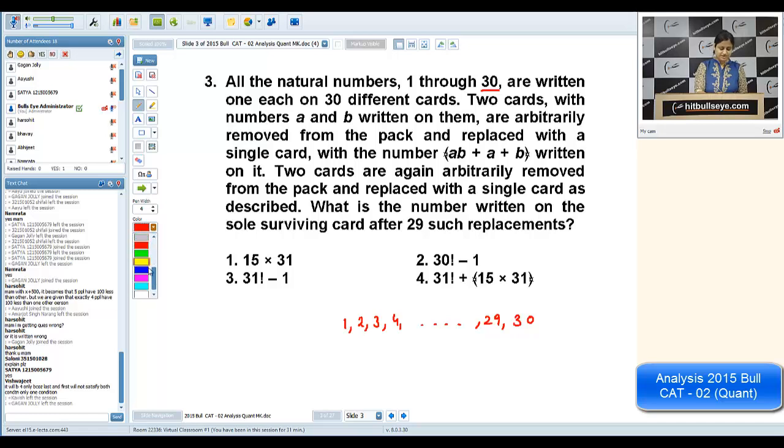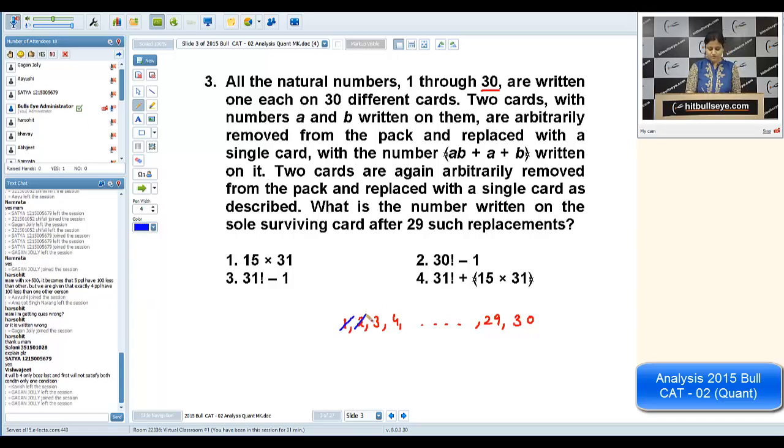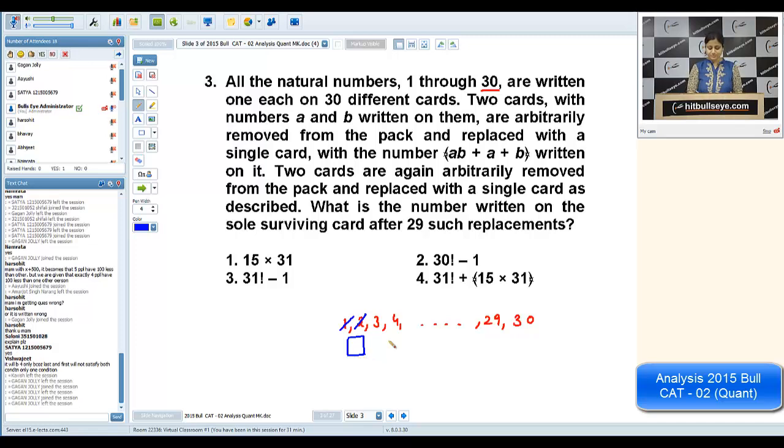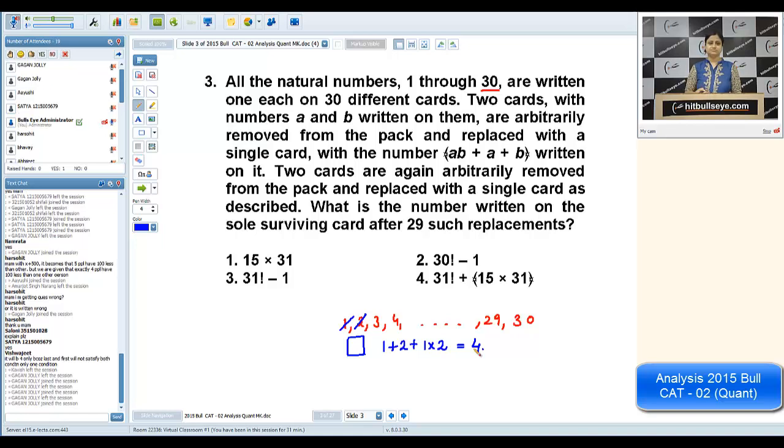First of all, you understand the meaning of this question. What is the thing here? You are taking 2 cards. Suppose you are removing 1 and 2. And a new card we are putting here with the number 1 plus 2 plus 1 into 2, so it comes out to be 4. So we are removing 1 and 2, we are replacing these 2 cards by one single card, and on this single card 4 is written.